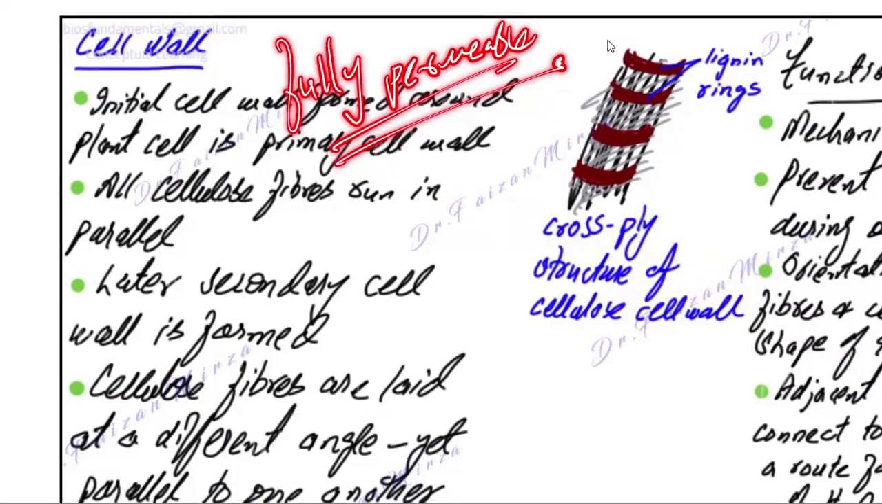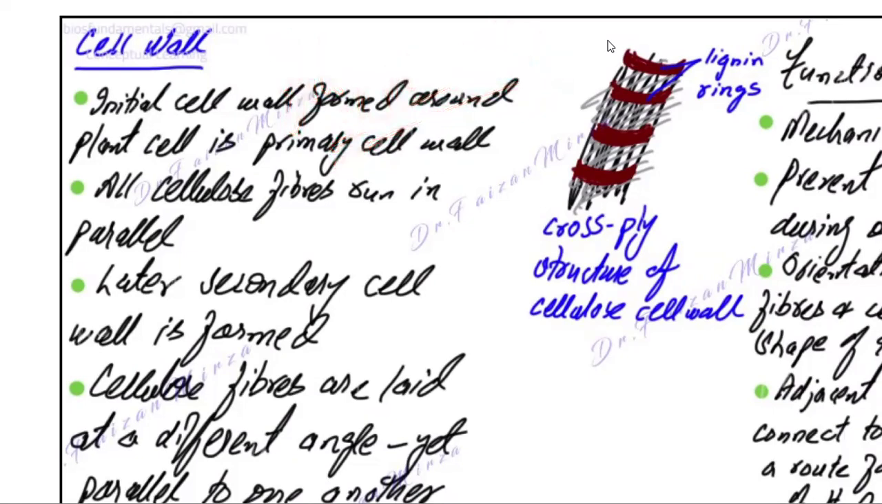So anything and everything can just cross the cell wall. Yes, the cell surface membrane will then make sure what goes into the cytoplasm or what comes out. Cell wall: initially, the cell wall is formed around the cell. It's a primary cell wall.